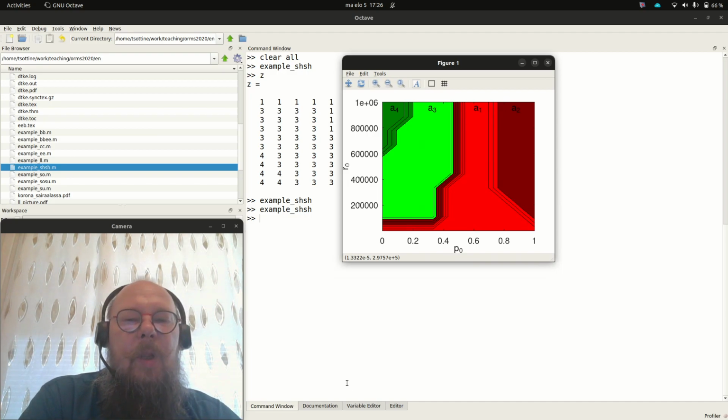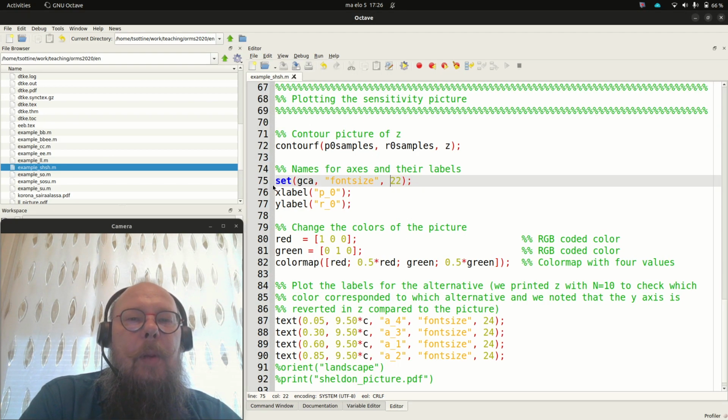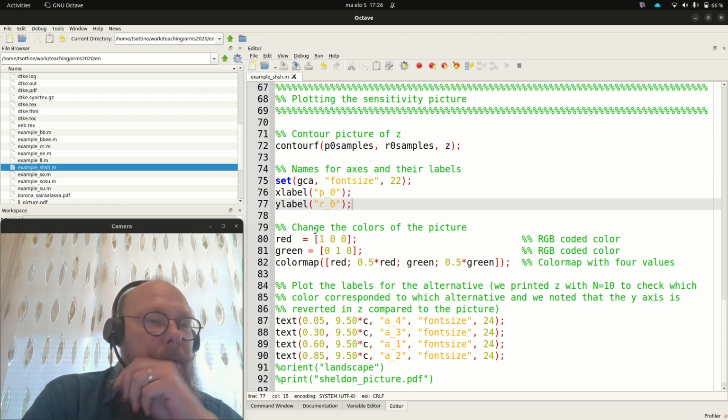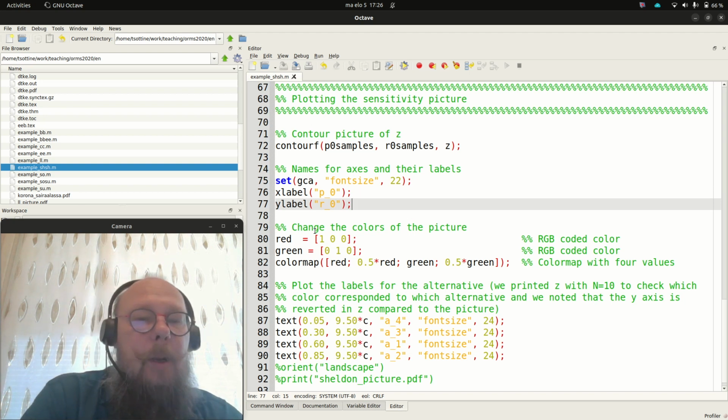They were produced by these. Then we have the colors of the picture. If I don't give anything, it uses standard colors, which I find ugly. So I define new colors. Colors can be defined by RGB coding. It's a vector with the red value, green value, and blue value.